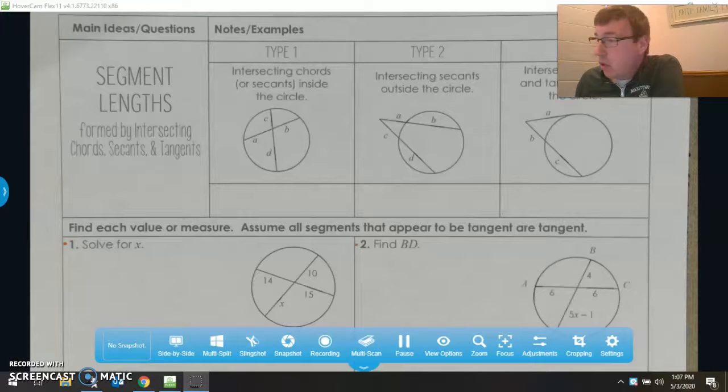Now, I'm going to go through type 1 and explain why it is. Once we're done explaining why it is, then we're actually going to use it. So that should make it a little bit easier for you.